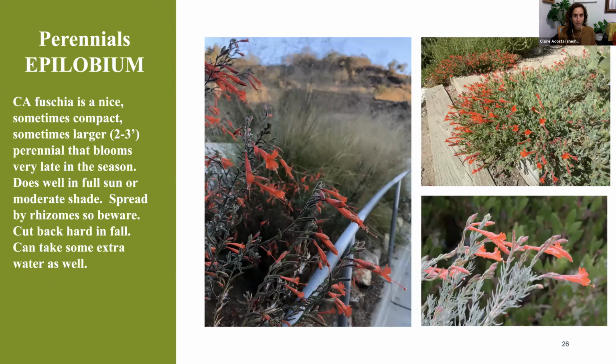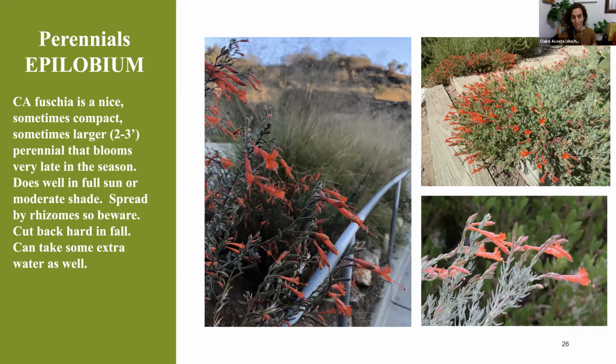Also, there's epilobium, which also grows by rhizomes. So again, it can get spready and maybe a little out of control, but just make sure you're planting it somewhere where it can do that. And epilobium, common name is California fuchsia. There are compact, low growing ones to more open, taller growing ones, which are never really more than 2 to 3 feet tall. But there's a different variety of sizes.